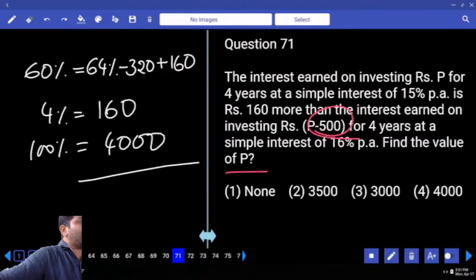Be careful, sometimes they may ask you to calculate the principal invested in the second scheme. The answer is 3,500. In the first scheme it was P, because that is 4,000. The question is about the principal invested in the second scheme. In the second scheme, how much was invested? That value minus 500, so 3,500 becomes yours.